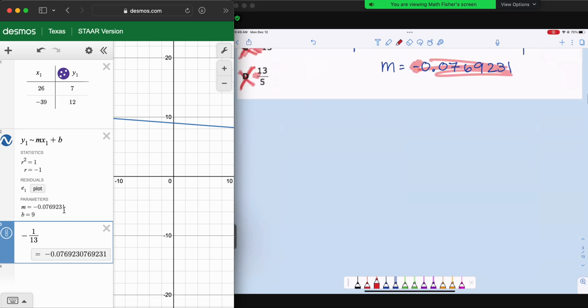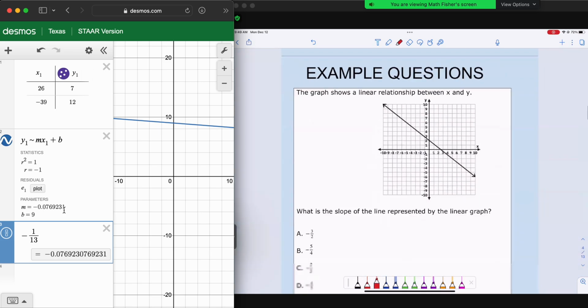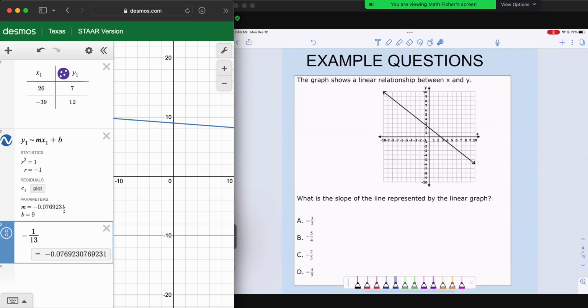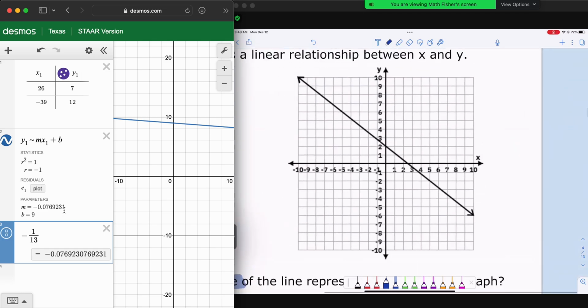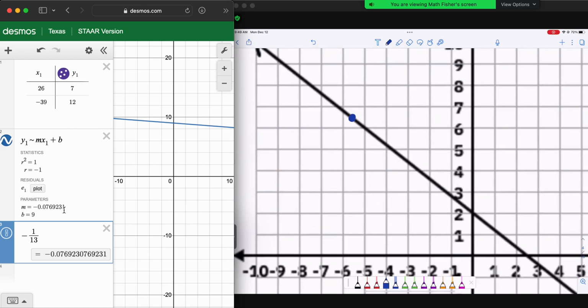All right. Next question. We have, the graph shows a linear relationship between x and y. What is the slope of the line represented by the linear graph? So I see the word slope, which means m. I need to find 2 points on my graph. When we look, this is not a good point. It's not a perfect point because the numbers don't match. What I want is a corner point like this. So it's a perfect corner point.